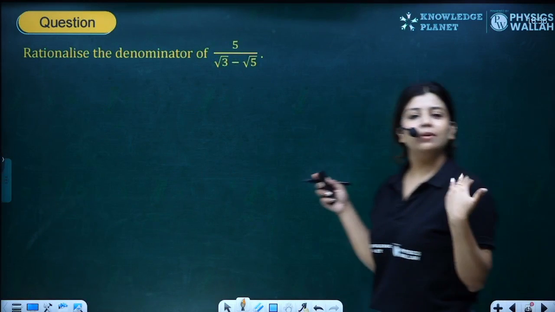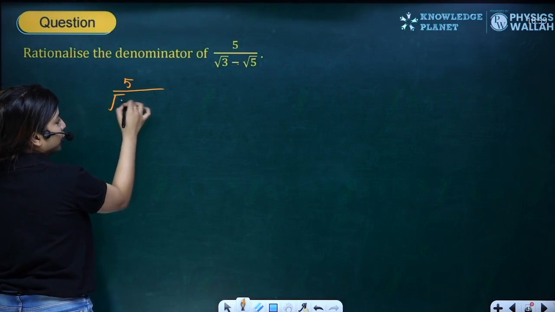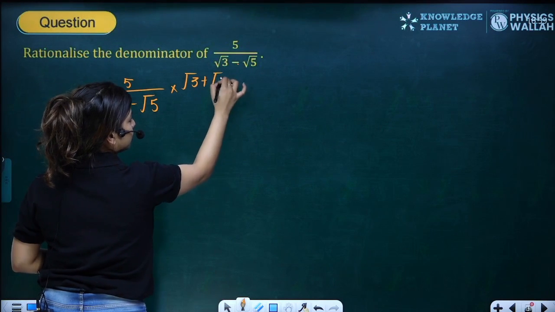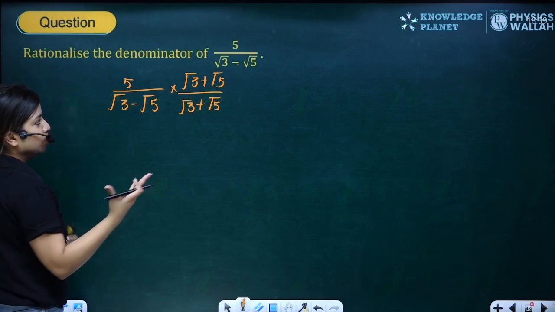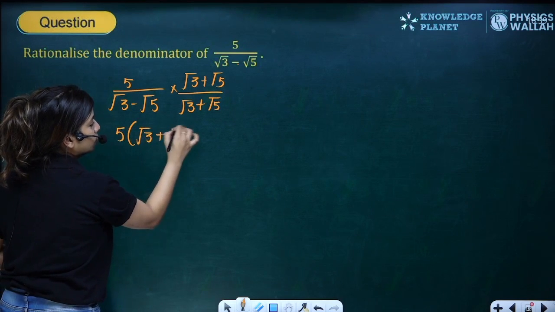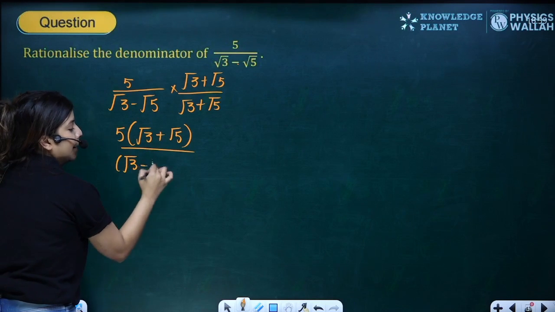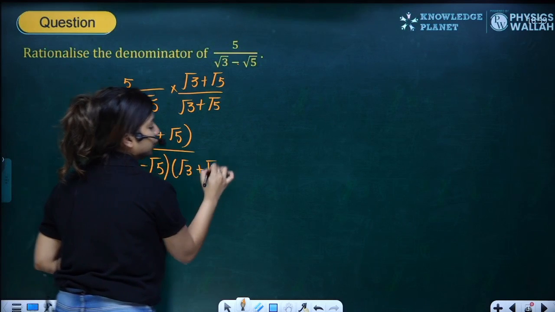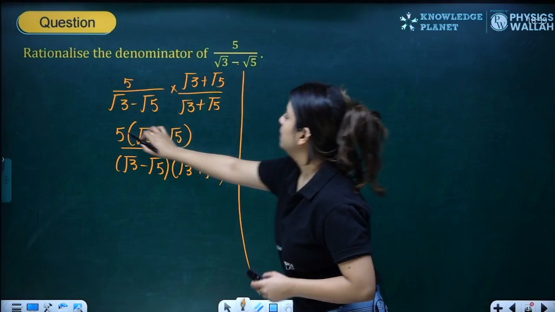Alright. For example, we have a difference operator in between. So this is 5, root 3 minus root 5 into root 3 plus root 5 upon root 3 plus root 5. Now simply what we can do, students, we will take this as 5 into root 3 plus root 5 over here divided by root 3 minus root 5 in one bracket and root 3 plus root 5 in another bracket. So what we can do over here is simply multiply this inside.